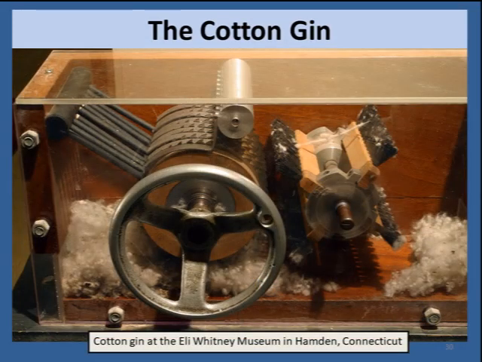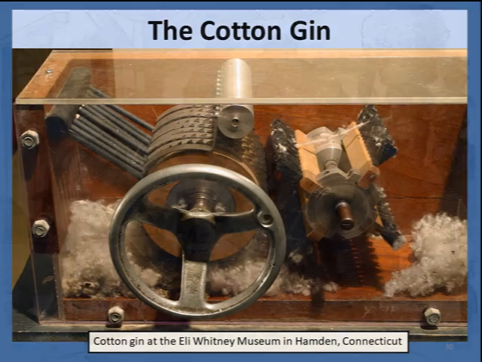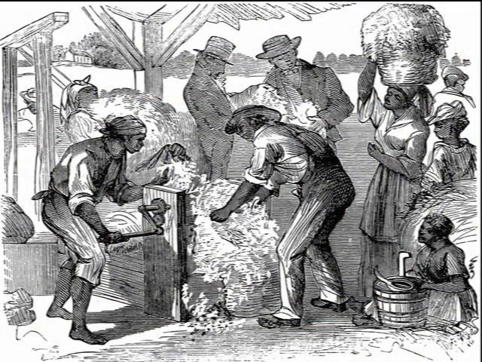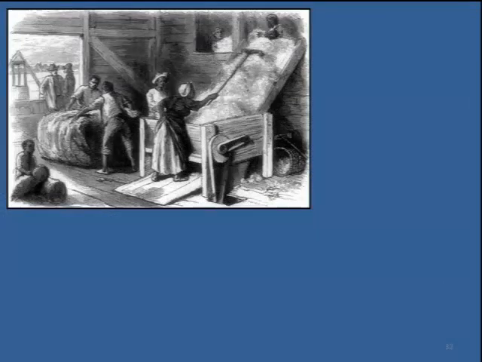This is a cotton gin at the Eli Whitney Museum in Hamden, Connecticut. What made the cotton gin so significant is that with it, one person could now clean 50 pounds of cotton a day instead of 1 pound. This changed Southern society in 2 important ways. First, cotton quickly became the main crop.